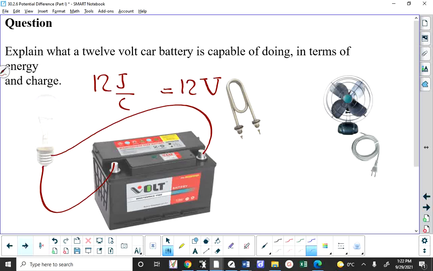The purpose of this example is to get you thinking of volts as joules per coulomb. I put those little caps on the V just to make sure you understand it's a capital V. It's not a vector symbol, it's just capital V. Any questions so far?